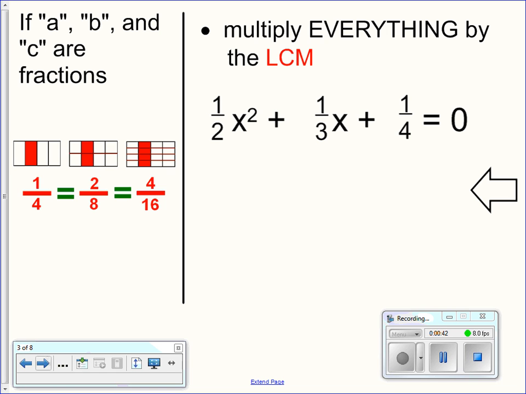If a, b, and c are fractions, make sure you multiply everything by the least common multiple.